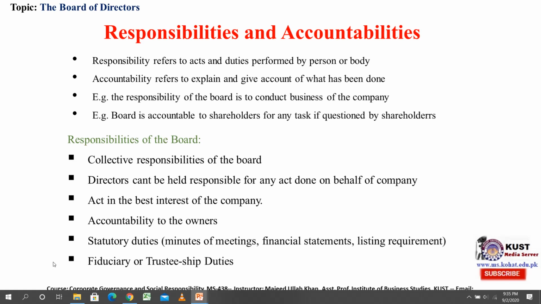The responsibilities of the board are collective responsibilities of the board. So a director cannot be held responsible alone for any act done on behalf of the company; the whole board has the responsibility. Act in the best interest of the company. The board should be accountable to the owners. The board has certain statutory duties, such as preparing minutes of the meeting, checking financial statements, and ensuring the listing requirements of the company. There are also fiduciary or trusteeship duties of the board, since the company is in the hands of the directors as a trust, and they should perform the trusteeship duties.